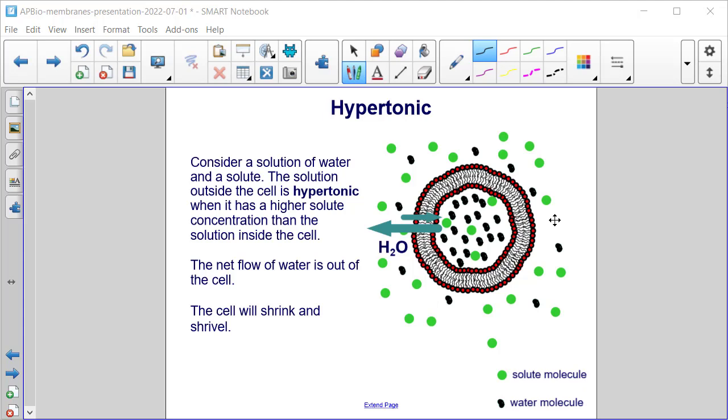When this happens, the net flow of water is out of the cell. So we need to get more water out to that higher solute concentration. And when that happens, the cell will shrink and shrivel.